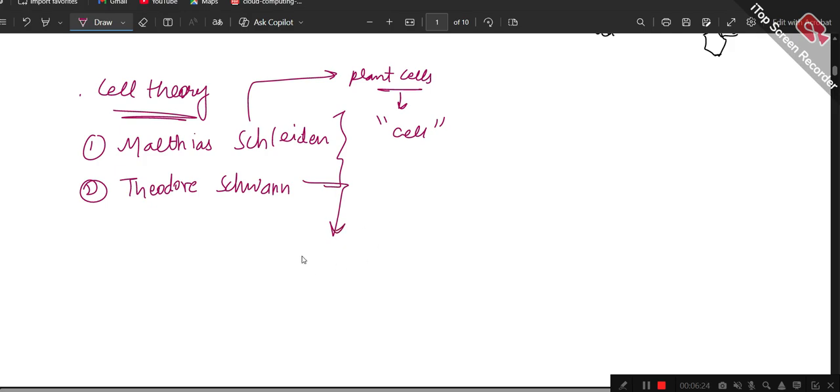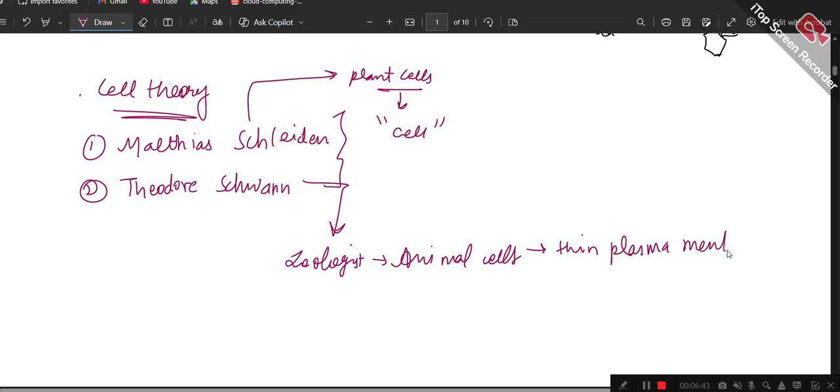Now, this was a zoologist, right? He was a botanist, he was a zoologist. So of course he would observe what? Animal cells. So he observed the animal cells, okay? He observed the thin plasma membrane layer that is found in the animal cell, which is found in the plant cell as well, but there is an extra layer that we call the cell wall, which is found in the plant cell, correct? So these were the initial observations that they made, right?